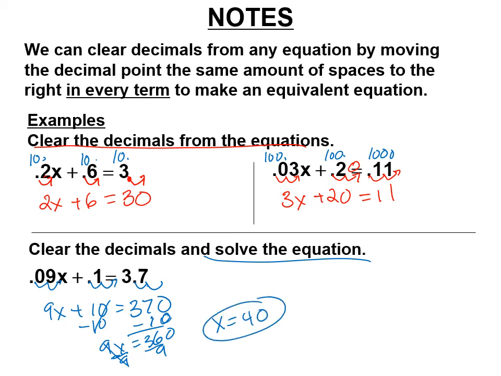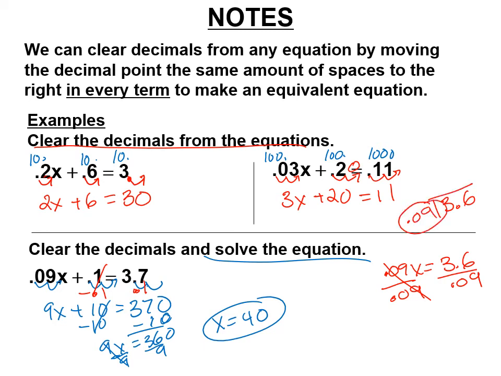Now, again, just like with the fractions, could you sit there and subtract 0.1 from both sides? Yes, you could. And you would get 0.09x equals 3.6. Then what would you have to do? You'd have to divide by 0.09 on both sides. So then you'd have to do 3.6 divided by 0.09. And what do you have to do right here? The exact same thing we did here.